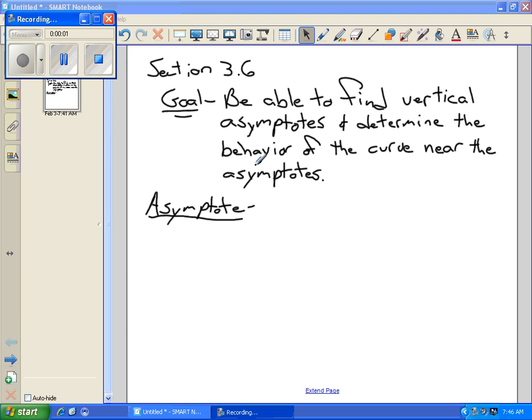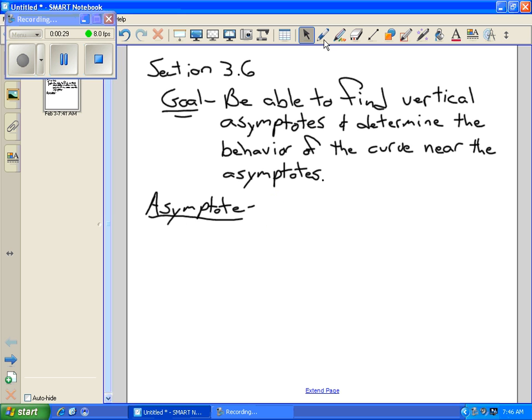Alright, the next section in pre-calc here, we're going to be covering section 3.6 from your book. It really goes over all types of asymptotes, but specifically for this video, I'm just going to talk about vertical asymptotes. So the whole goal here is to be able to find vertical asymptotes and determine the behavior of the curve near that asymptote. If you don't know what an asymptote is, they're lines.